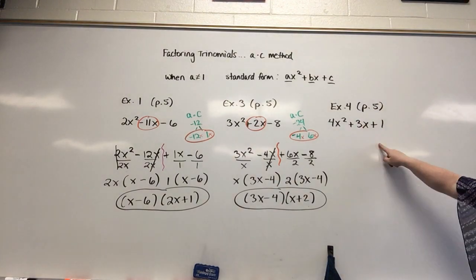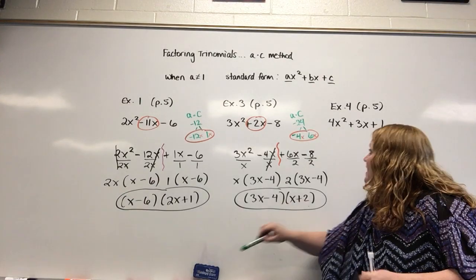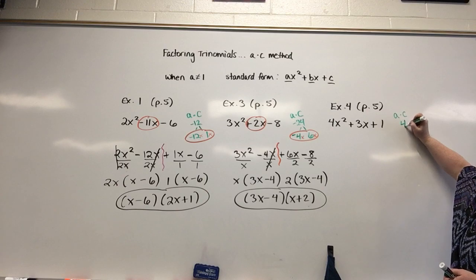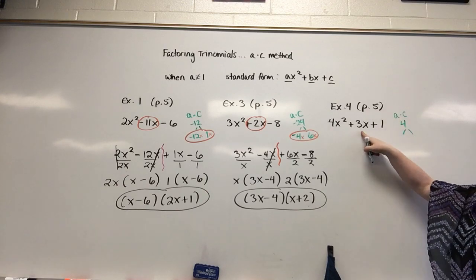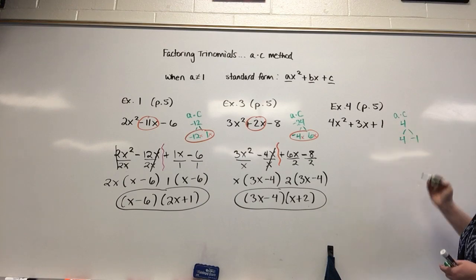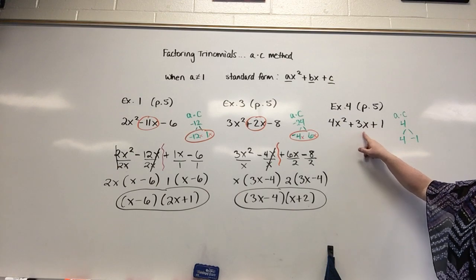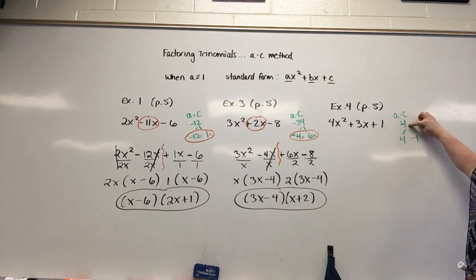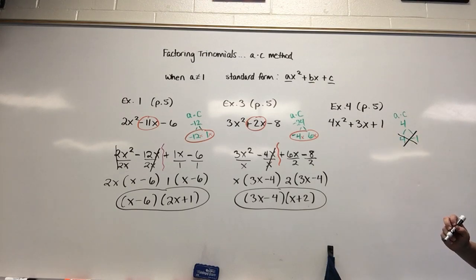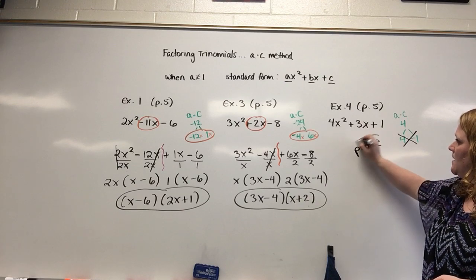All right, in the last one, my AC method would be 4 times 1, so 4 times 1 is 4. What could I multiply to help me get a 3? Well, the only way would be to have a positive 4 and a negative 1, but the problem is even though that will add up to give me 3, it doesn't multiply to give me a positive 4. So that means that this doesn't work, and there's no other factors that will work. So for this one, I would say that it is prime.